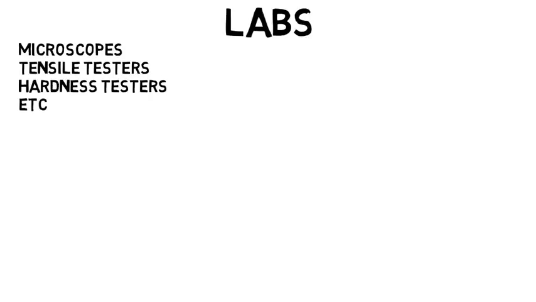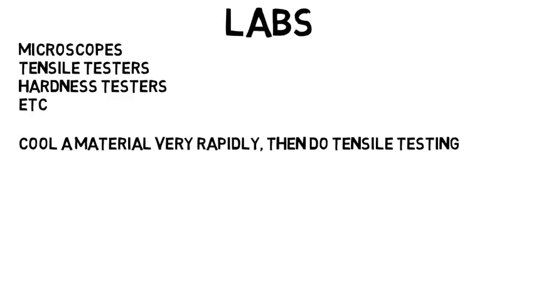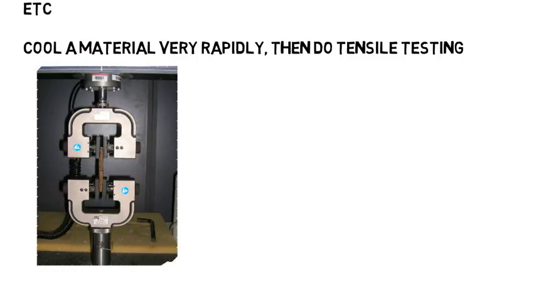Now just briefly, when it comes to labs, the equipment you can expect to see would be like microscopes, tensile testers, hardness testers, and things like that. A lab you might do is cool a material very rapidly, then do tensile testing on it. You'll use a machine that pulls the object in opposite directions, which is what tensile stress is, and you'll notice the material is very brittle like we saw earlier.